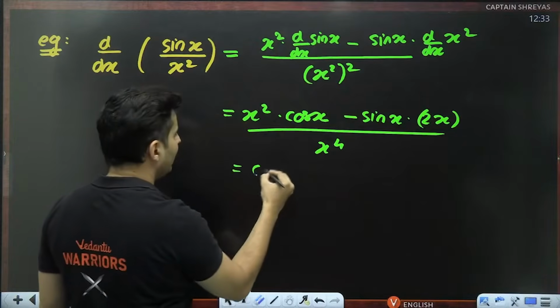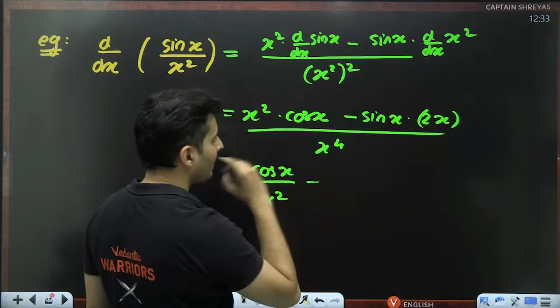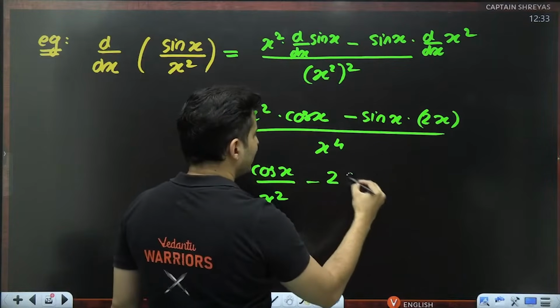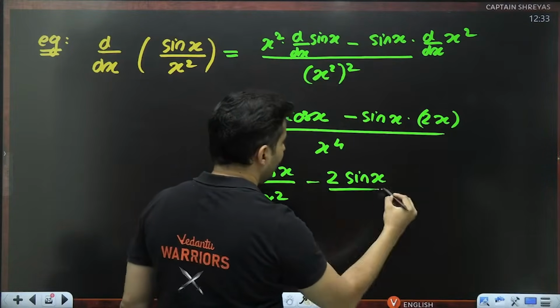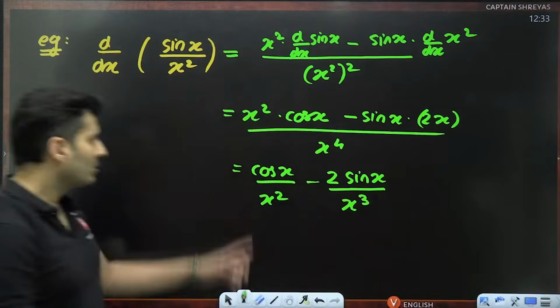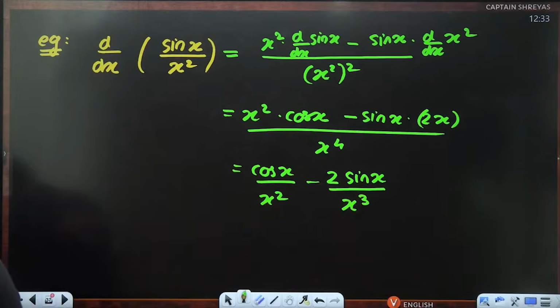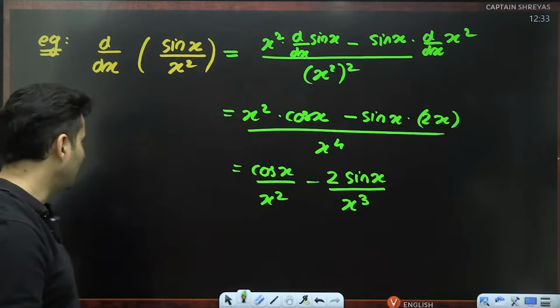So I think we will get cos x by x square minus 2 sine of x divided by x, and x raised to 4 will cancel, so I'll get x cube. That's it. So cos x by x square minus 2 sine x by x cube. That is the answer. How many of you got it? Wow, some of you have got it. Very good, very good. Proud of all of you.